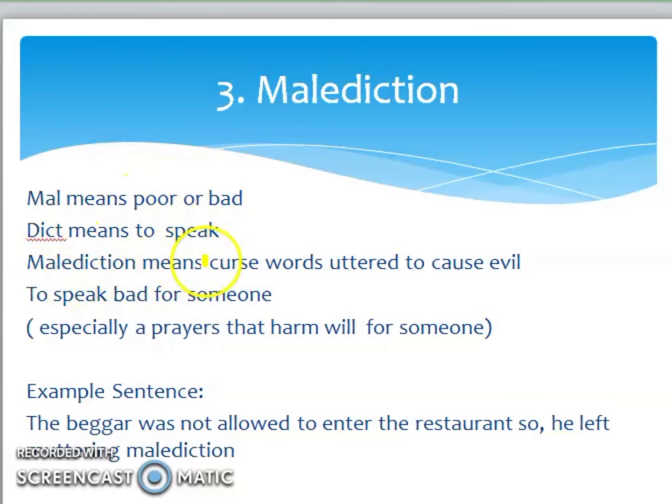So what is malediction? Malediction means curse words uttered to cause evil, to speak badly of someone, especially a prayer that will cause harm to someone. Let's look at an example sentence. The beggar was not allowed to enter the restaurant, so he left muttering malediction. We can deduce from this context that the poor beggar was not allowed to enter the restaurant. As a result, the beggar muttered what? Malediction, bad curse words.